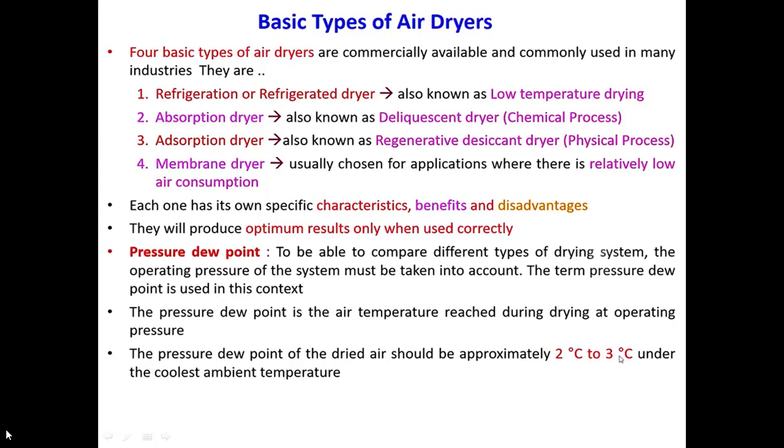Pressure dew point. To be able to compare different types of drying systems, the operating pressure of the system must be taken into account. The term pressure dew point is used in this context. The pressure dew point is the air temperature reached during drying at operating pressure. The pressure dew point of the dried air should be approximately 2 to 3 degrees under the coolest ambient temperature.